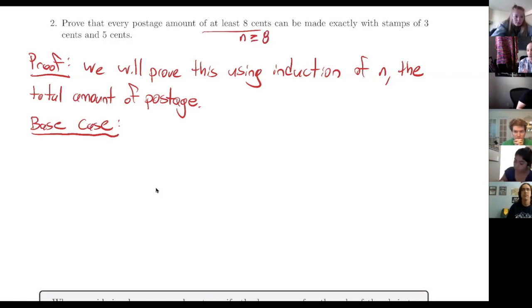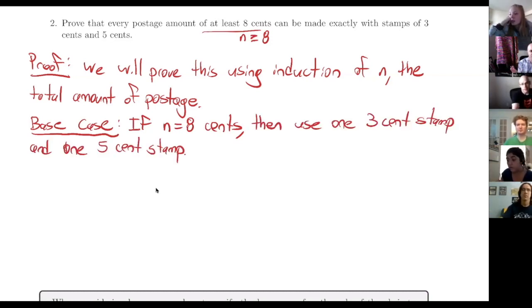We're going to assume that we're not dealing with fractions, just whole cents here. So if n is equal to 8 cents, how can we prove the base case? How do I get 8 cents on my envelope using 3 cent and 5 cent stamps? One of each. We take a 3 cent stamp, we take a 5 cent stamp, we put them both on. Then we've got some trouble, right?